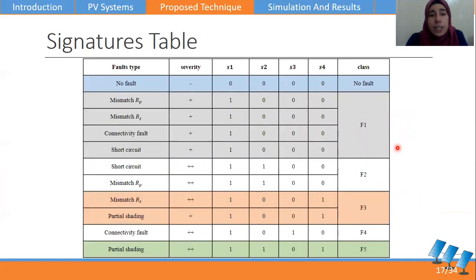Some signatures are common to several faults. Here, F1 has 4 types of faults, and F2 and F3 have 2 types of faults. So further analysis is required.